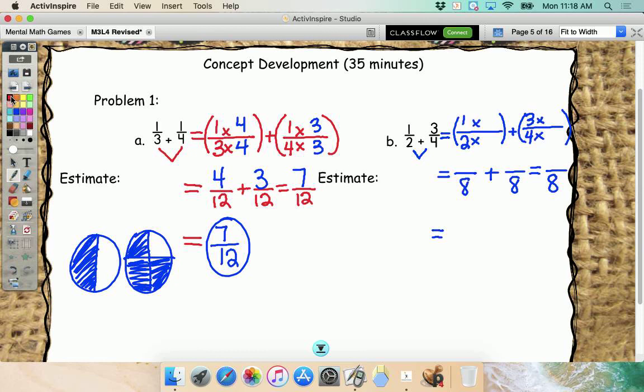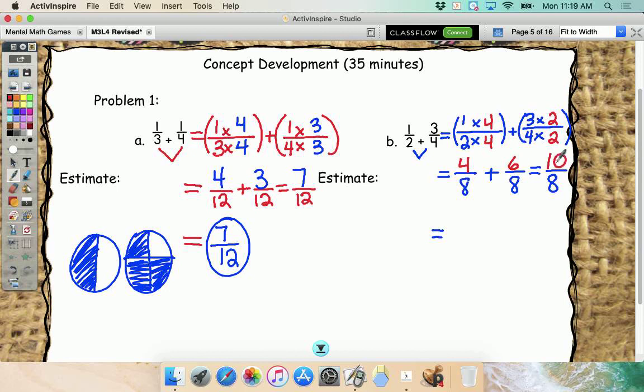Okay, I got that much done. What do I multiply 1/2 times? 4. What do I multiply 3/4 times? 2. So look where I'm pointing. 1 times 4 equals 4. 3 times 2 equals, and so I've got 10/8.